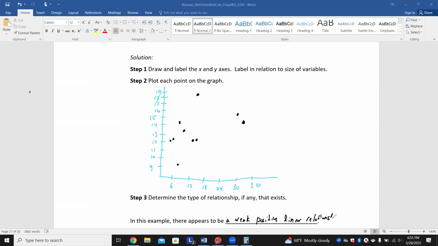I do argue that I think it definitely does have somewhat of a positive, because it does look like it has that idea, it's just very weak. You could almost argue as well that perhaps there is no relationship at all. And I think you would be just as correct by stating that as well.